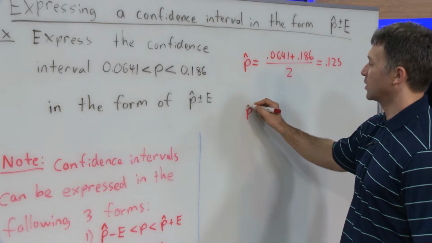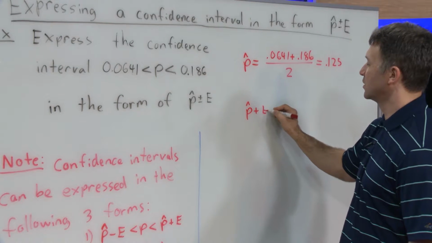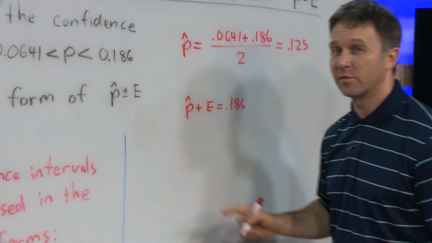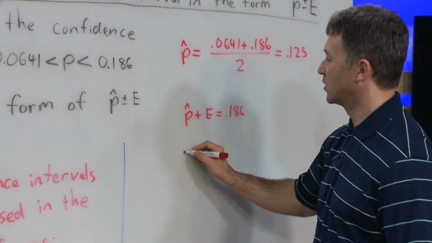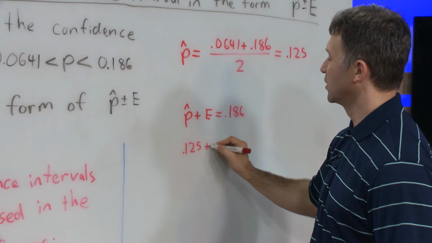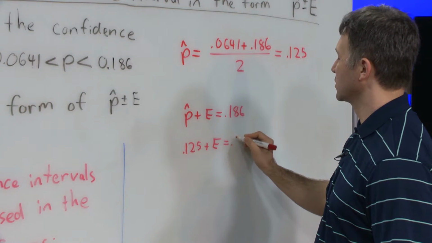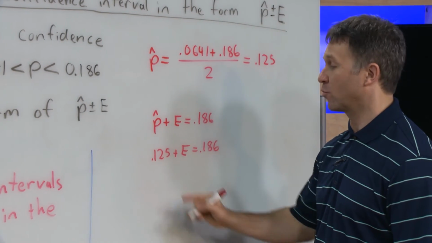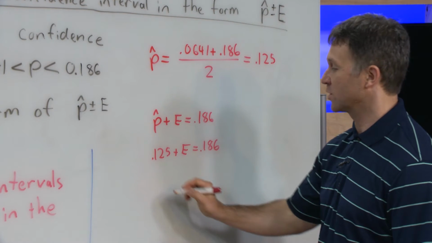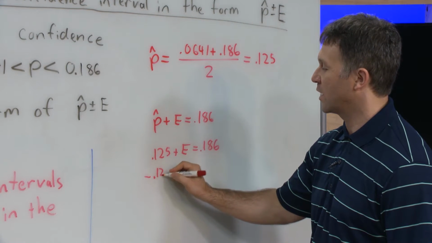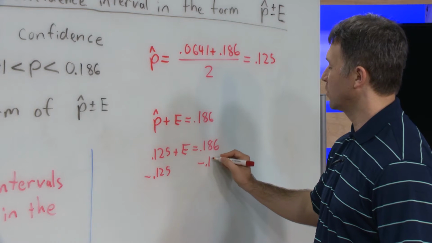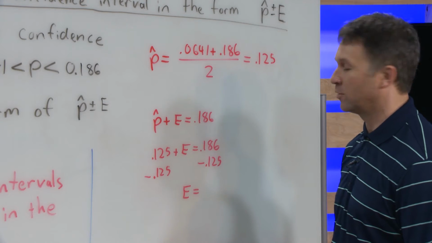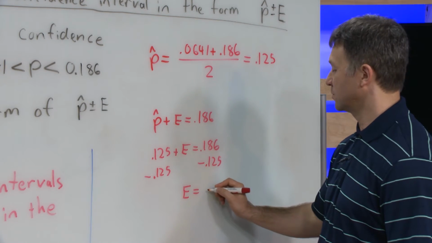So since I'm using the upper limit, the equation is going to be p hat plus e equals 0.186. And we already found p hat, which was 0.125, so we have 0.125 plus e equals 0.186. And then solving for e is very straightforward. We're just going to subtract 0.125 from both sides. So minus 0.125, minus 0.125. And if we do that, we will find e equals 0.061.